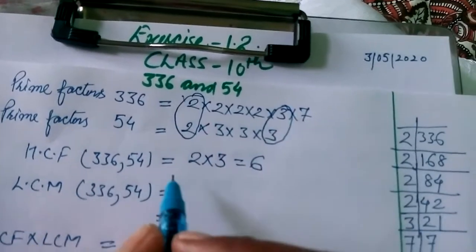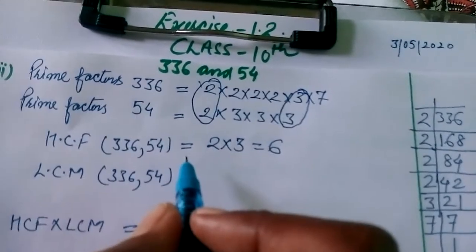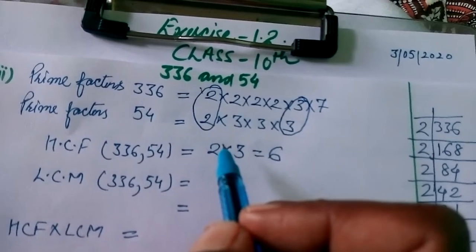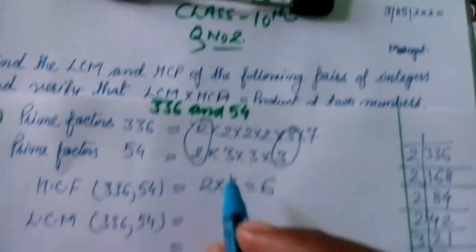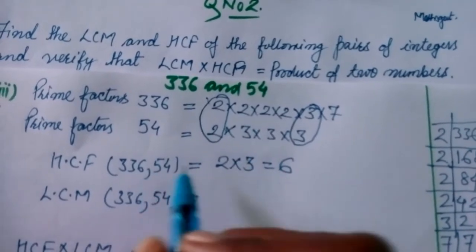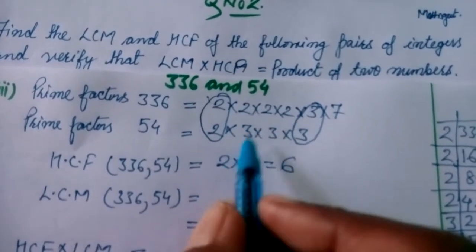Now let us find the LCM. Okay, maximum students get confused when they find out the LCM. Otherwise, they find the HCF easily. Okay, now let us find the LCM. LCM will be what?